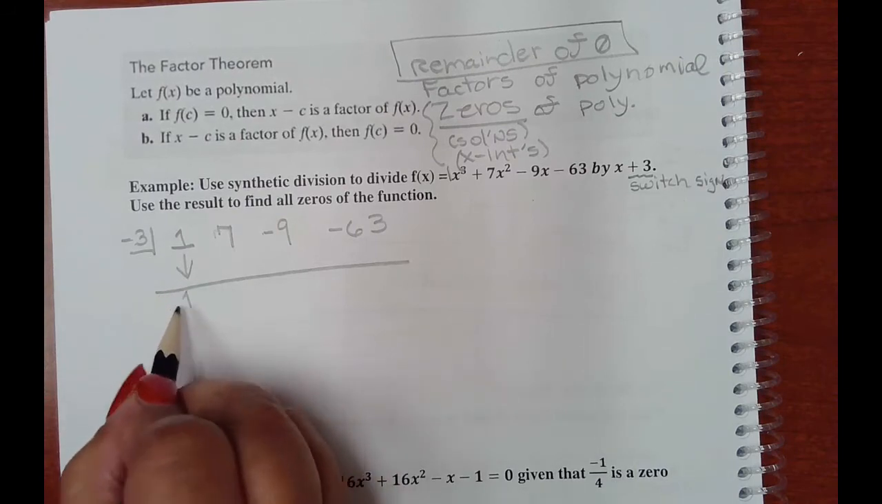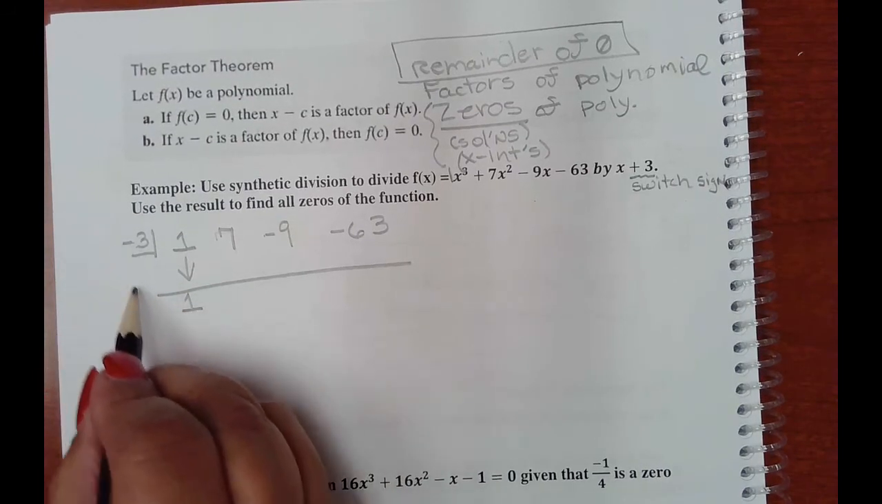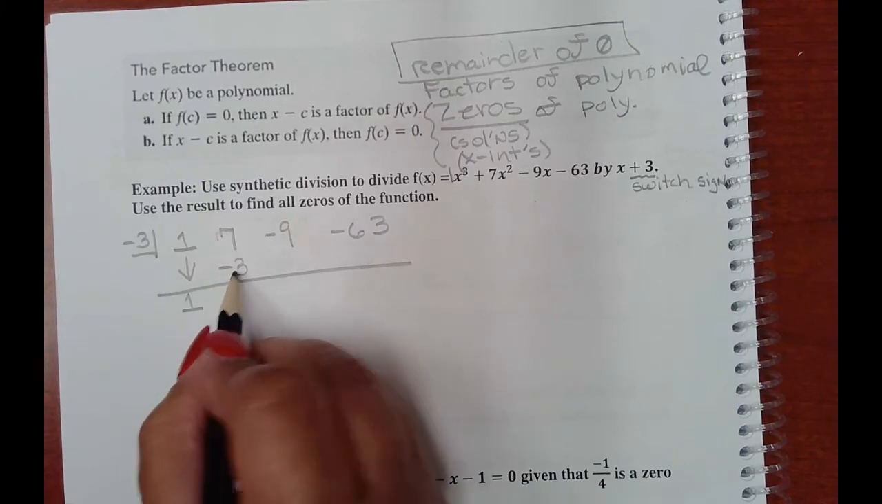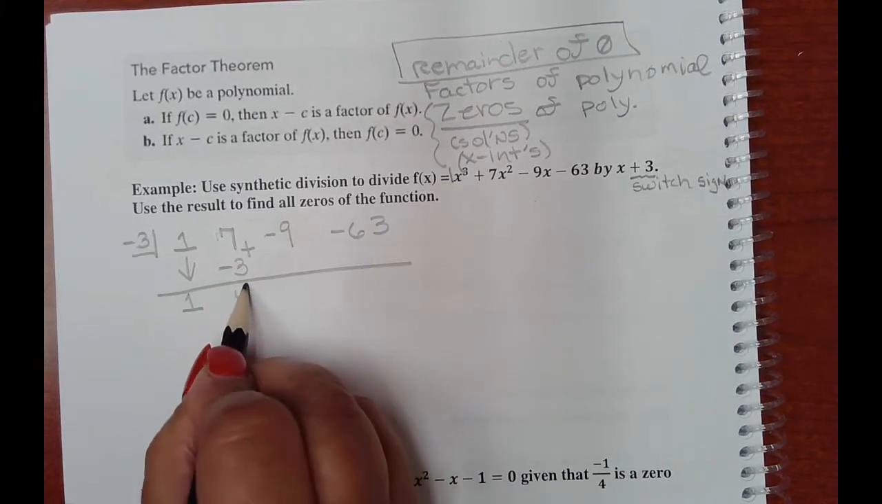Drop down the first term and begin that multiplication. Negative 3 times 1, negative 3. Add these terms up, you get 4.